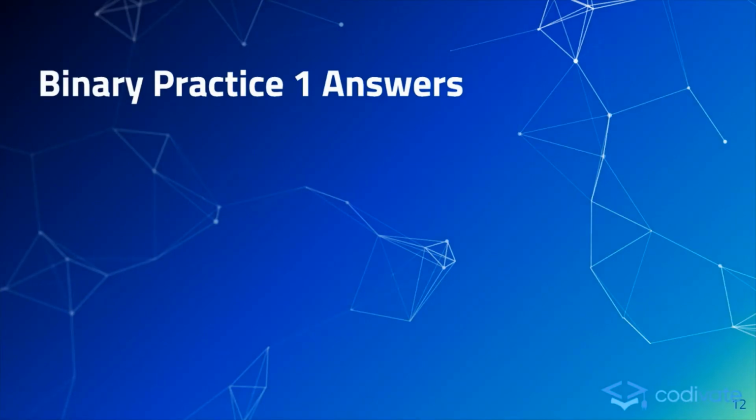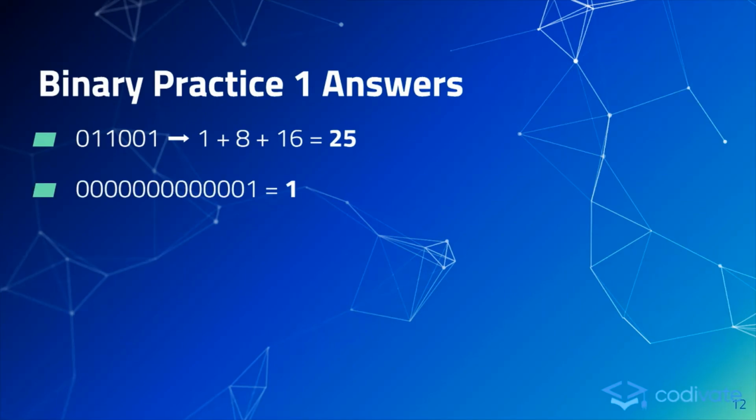Here are the binary practice 1 answers. This is 011001, which means that there is a 1 in the 16's place, a 1 in the 8's place, and a 1 in the 1's place, adding up to 25. Here, it is only a 1 in the ones place, which means it is 1.